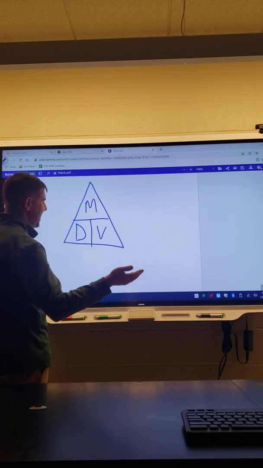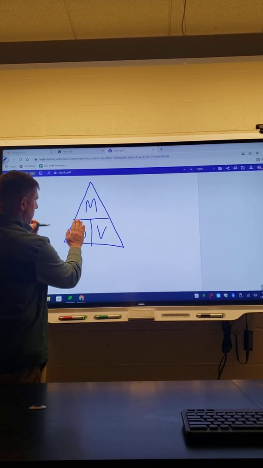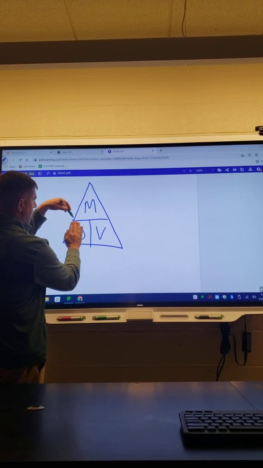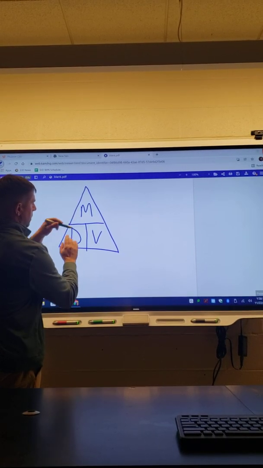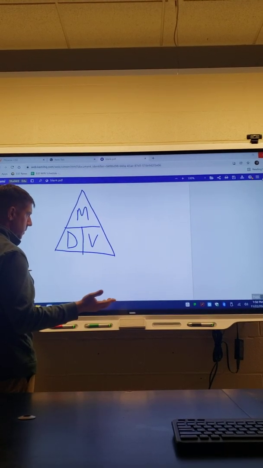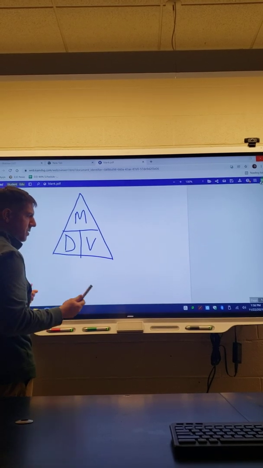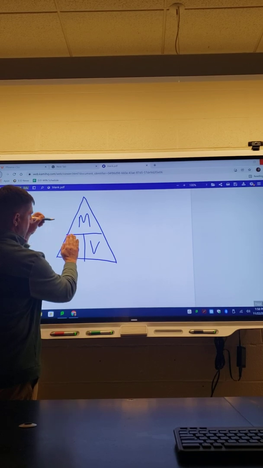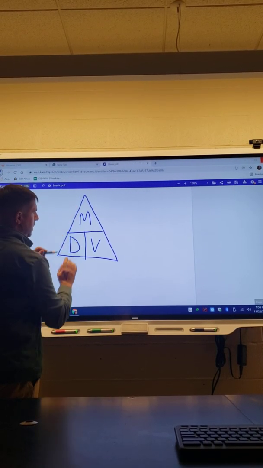So let's say we're doing density. I would cover up the D for density, and what I'm left with is M, and this line is divide, V. M divided by V. We know that density equals mass divided by volume. Okay? So again, whichever you're trying to solve for, if the problem asks me to solve for density, I simply put my hand over the D, and what I'm left with is the formula. Therefore, D equals M divided by V.